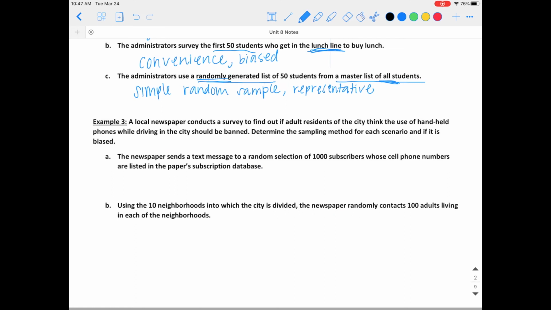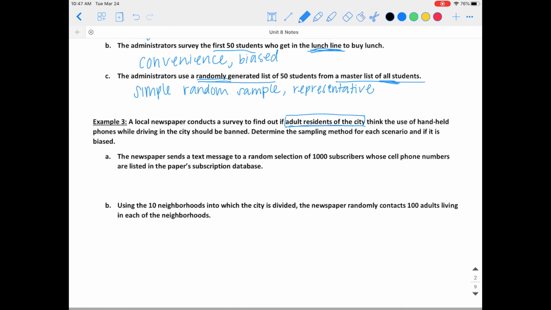Okay, and then our last one, we have a local newspaper conducting a survey. We're trying to figure out if adult residents of the city think the use of handheld phones while driving in the city should be banned. So our population, we're looking at all the adults in the entire city.